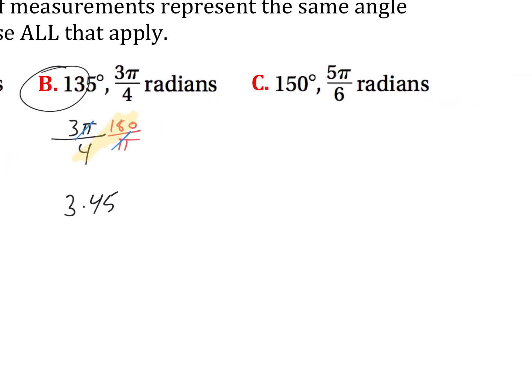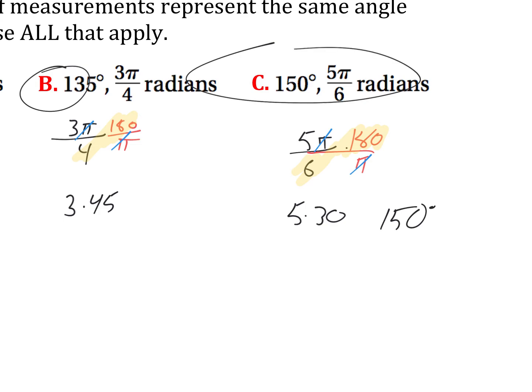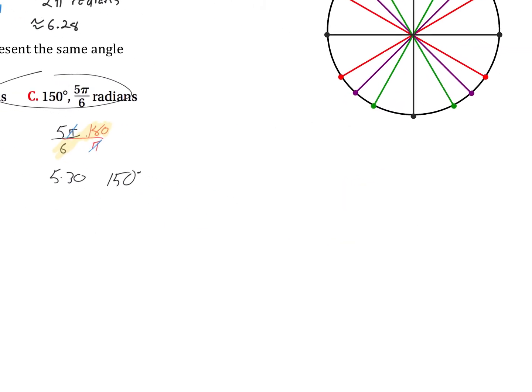Next, we have 5 pi over 6. Same thing, let's convert from radians into degrees. So 180 over pi, pi's will cancel, and then we've got 180 over 6, which reduces down to 30. We already said that from the first example. So this is 5 times 30, and that's 150 degrees. So yes, this works out as well. So B and C would work.